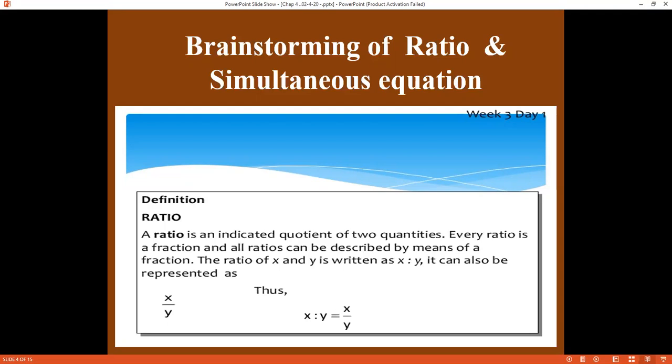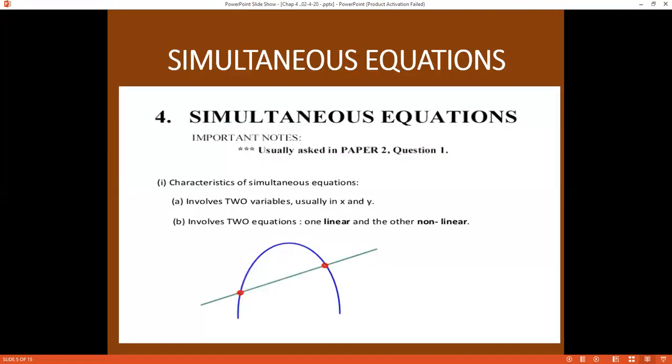Let's move to the next thing. Simultaneous equations. What are simultaneous equations? I'll explain the characteristics, like qualities or properties, of simultaneous equations. It involves two variables, usually x and y. It can also be z, like x and z, y and z.